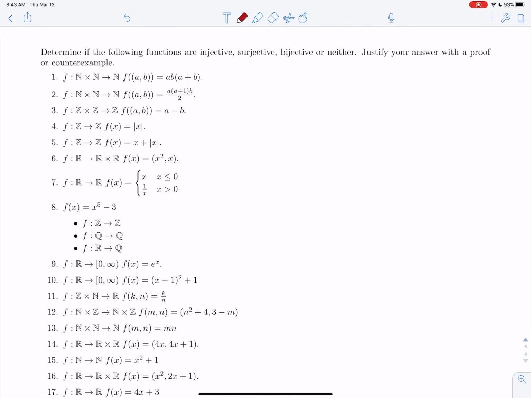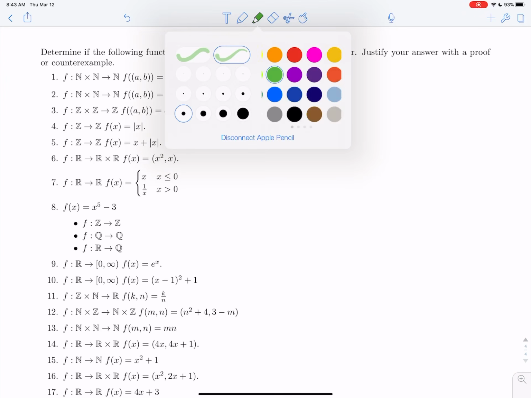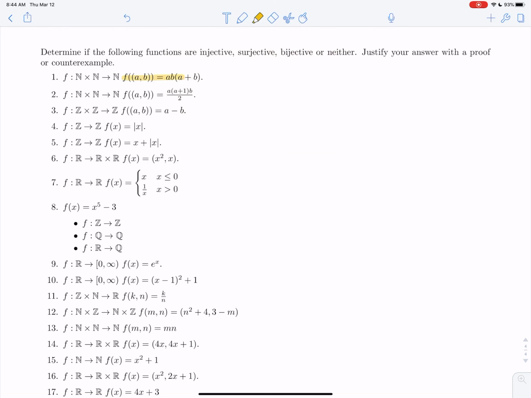Okay, for the first question, we have f from natural number Cartesian product natural number, mapping to natural number, where f of a b equals ab times (a plus b). If you observe this function, you'll see that if we switch the order of a and b, this function stays the same, which means this function is not injective.